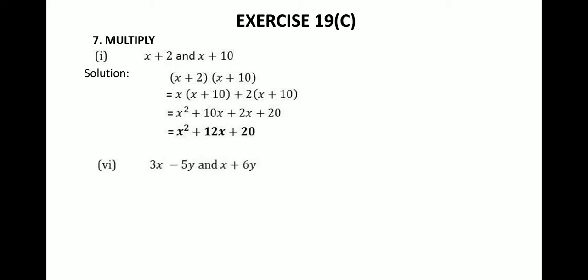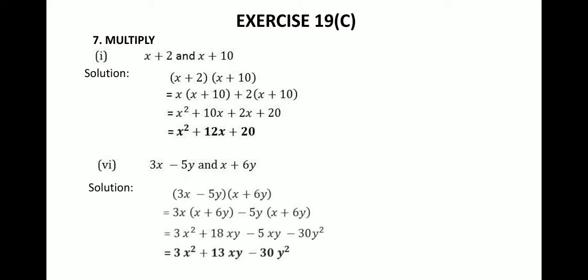Number 6. So 3x minus 5y and x plus 6y. Again the two binomials, one with a negative sign over here. Let's look at the solution. Again, 3x minus 5y gets multiplied with x plus 6y.